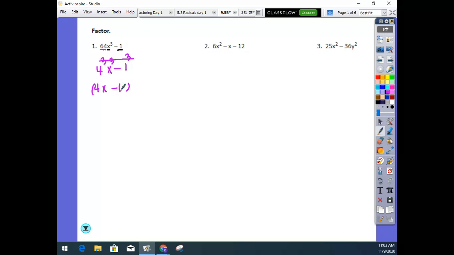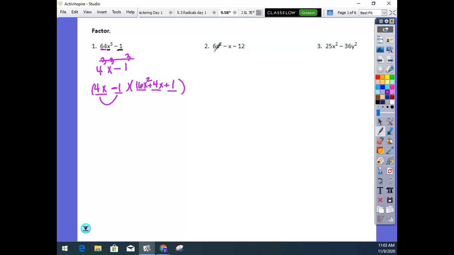4x minus 1. Then with a cube pattern, I need 3 spots for the second parenthesis. Square the first to get the first. Square the last to get the last. Multiply them together to get the middle. If the minus is right away, the rest are plus.